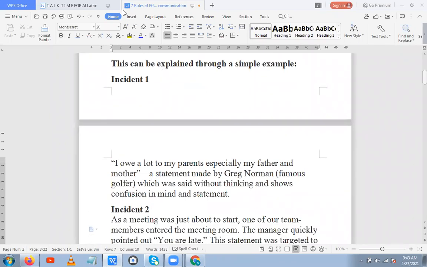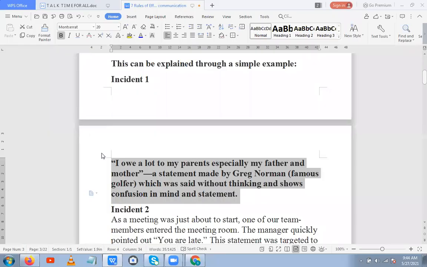Now, I do not know whether you will understand it or not, but can somebody read this? Yes, ma'am. I owe a lot to my parents, especially my father and mother. A statement made by George Norman, famous golfer, which was said without thinking and shows confusion in mind and statement.